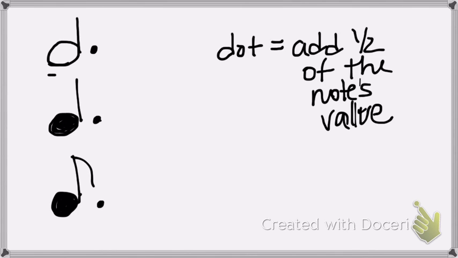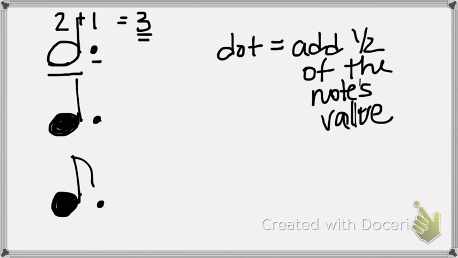So if we look at a half note, we know from our previous experience that a half note gets 2 beats. So if we want to add half of 2 to accommodate the dot, we're going to take 2, we're going to figure out what is half of 2. Half of 2 is 1. So we're going to take 2 plus 1 equals 3. So that means that a dotted half note is going to get 3 beats. And this is speaking in common time. So this is what we're used to working with, common time.